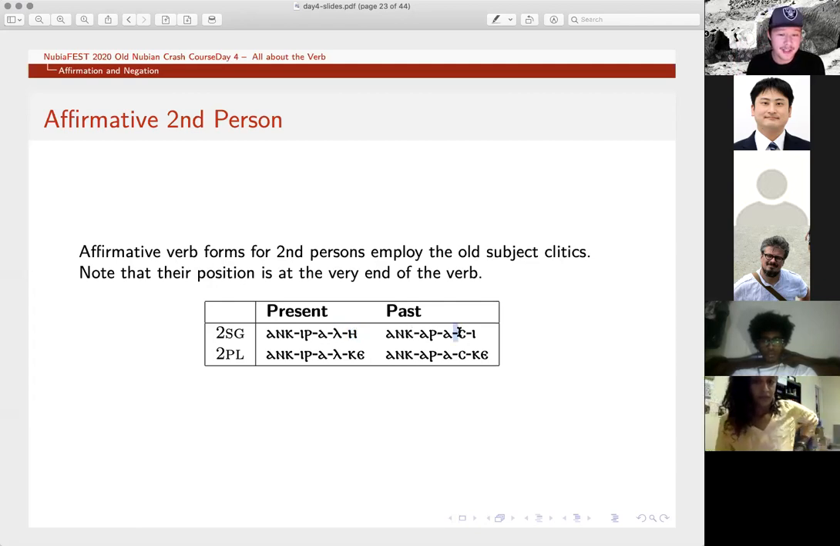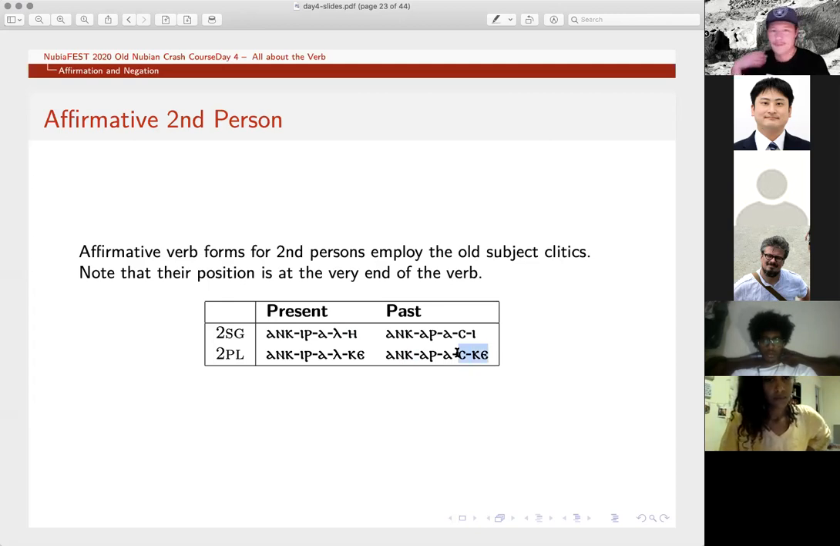And what is really nice is that we have all these forms attested, with present tense and with past tense. But you see that the Nubian scribes who were writing these forms, after maybe the initial phase of the language, start forgetting that this is a past tense marker. And this is not really surprising, because this thing is supposed to be somewhere here. It's not supposed to be here. What is it doing here?